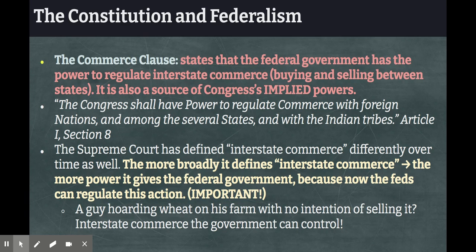So one of my favorite court cases about this has to do with a guy back during the Great Depression who was not selling his wheat. He was a farmer. He was just keeping it on his farm, not selling it because the price was too low. And the federal government actually decided that counted as interstate commerce, because what they said is that if everybody like this guy decided not to sell their crop, well, that would affect interstate commerce eventually, right? So what that did is it gave Congress the authority to regulate what this guy was doing, and they told him he had to sell his crop.